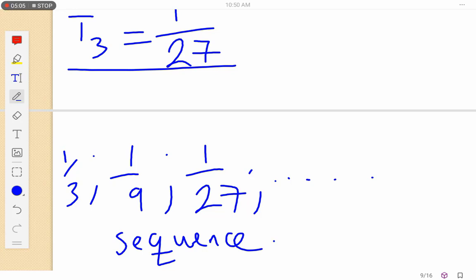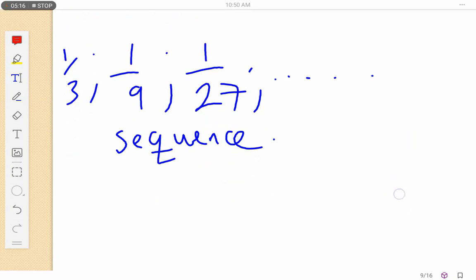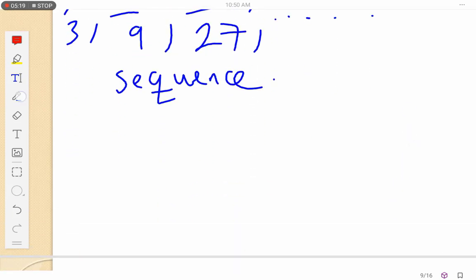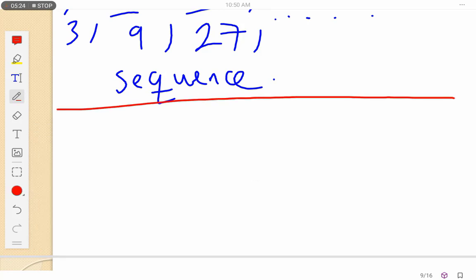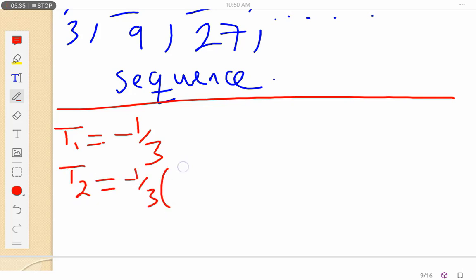Okay. So if a is negative, we can even do for the negative. This was for the positive. If a is negative, it means our r also is negative. So let's do for the negative one. If we do for the negative, we will have our T1 is equal to minus 1 over 3. It's simply the same. T2 becomes minus 1 over 3 times minus 1 over 3 to the power of 1. This becomes a 1 over 9. It's a positive now. T2 is a positive.